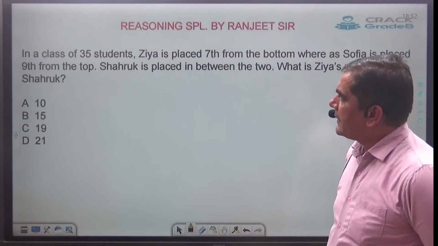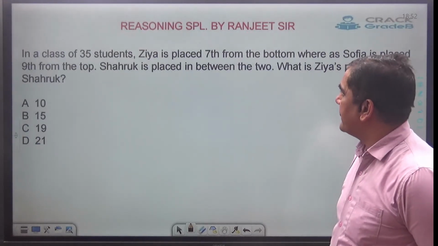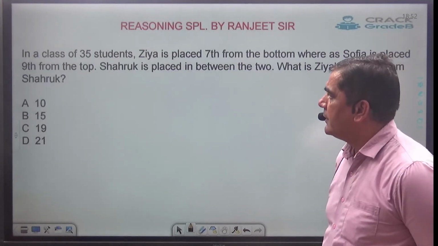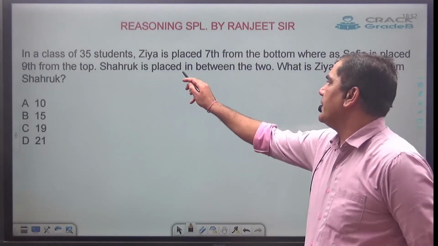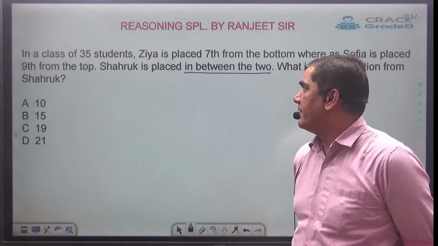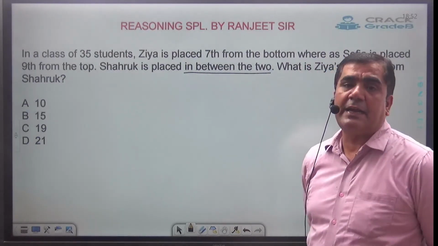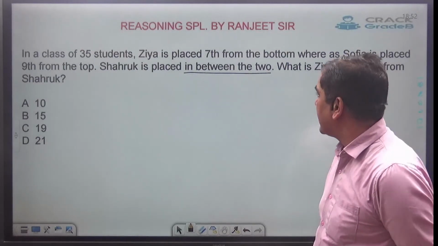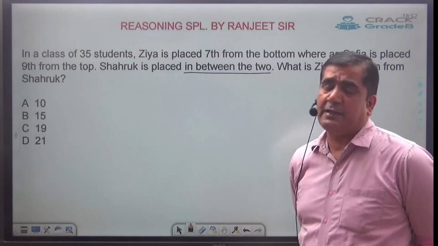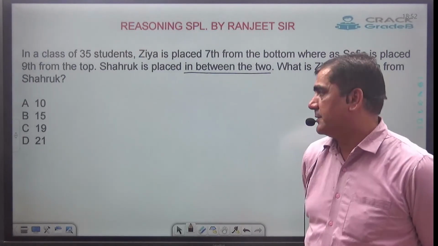In a class of 35 students, Zia is placed 7th from the bottom, whereas Sophia is placed 9th from the top. Saruk is placed in between the two. In between means what? Whenever in between is given, it means exactly in between. Because if you don't assume exactly in between, then it's not possible to get the answer.